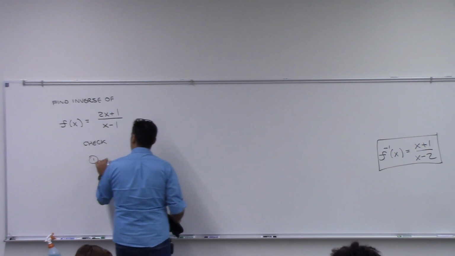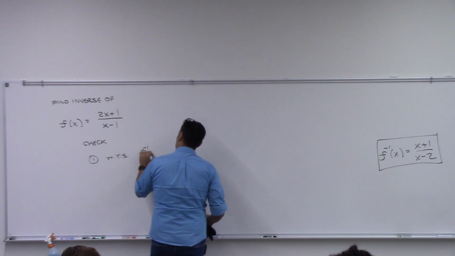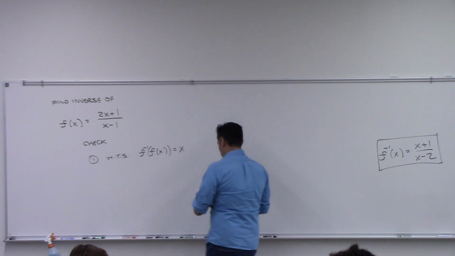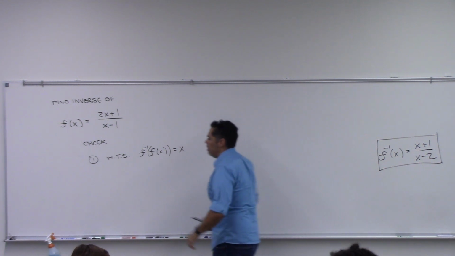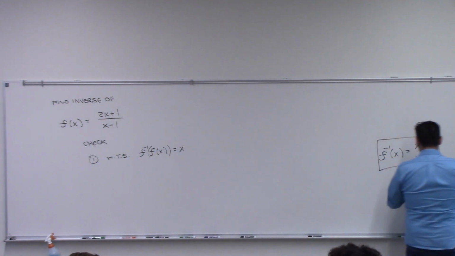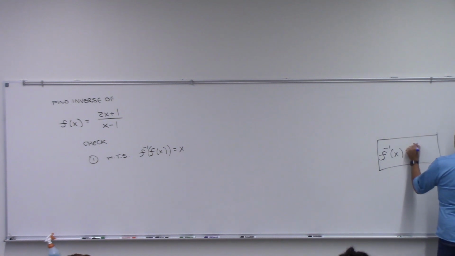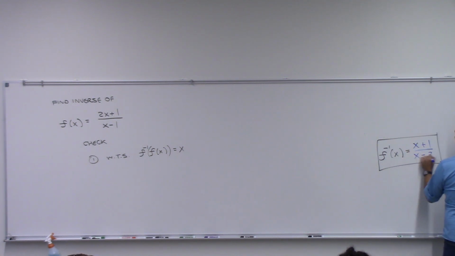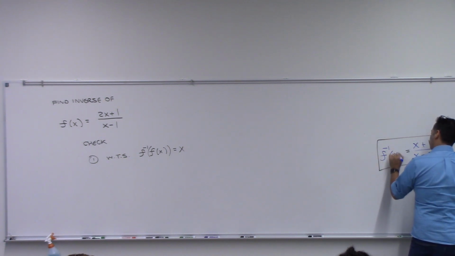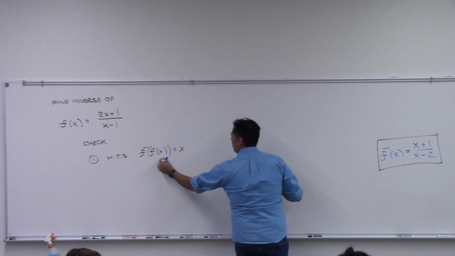So first thing I have to check, I want to show that f inverse of f of x equals x. All right. Let's have fun. Well, I don't know if that's possible, but we'll try. I'm going to do this color coded. This was x plus 1 over x minus 2. All right, let's check this first. So I'm going to try and do this one.